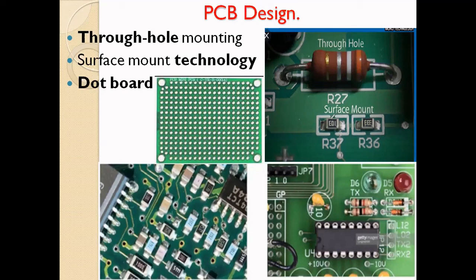Earlier days we were using this dot board technology. So this is called a dot board technology. Only the holes will be available. You have to place the components and you have to do the connections. This is called a mechanical support. So you have to place all the electrical and electronic components in the board and you have to do the wiring. That is called a dot board PCB design.